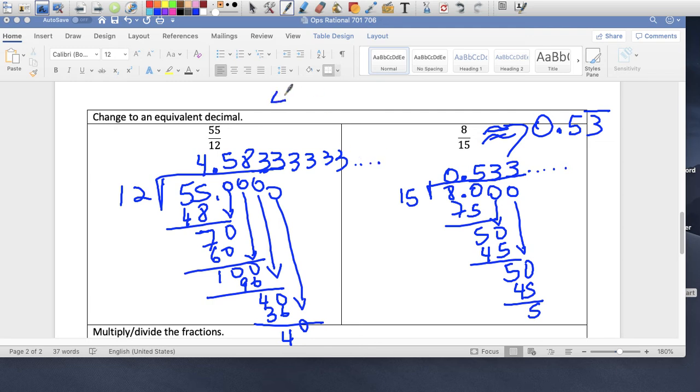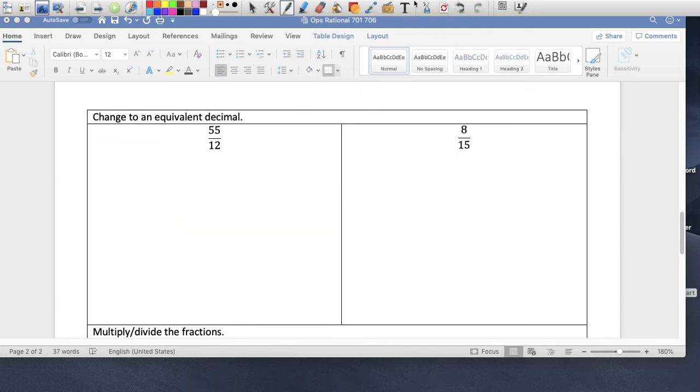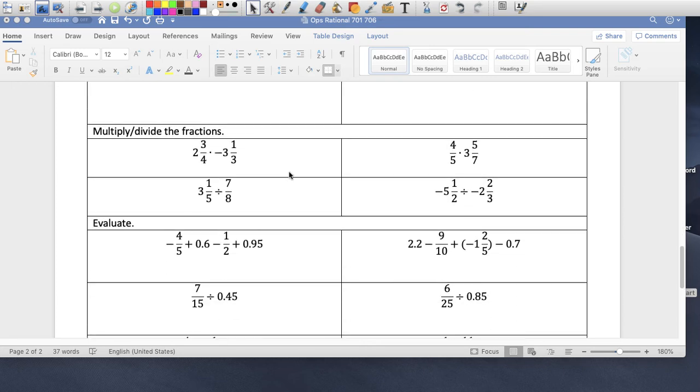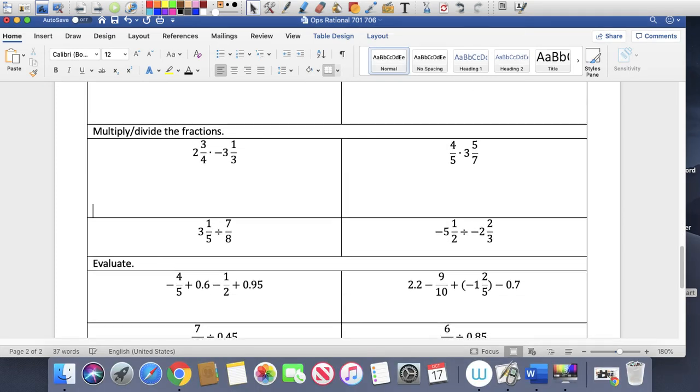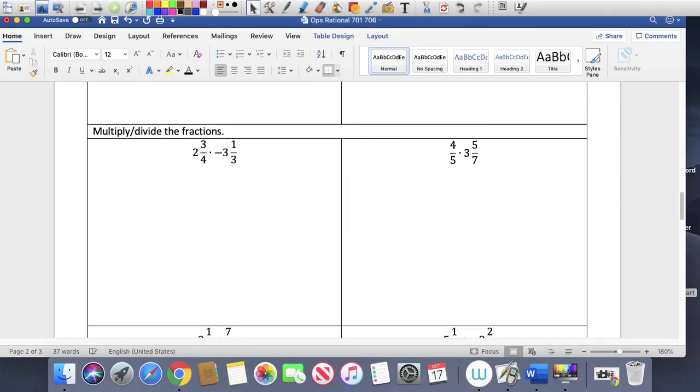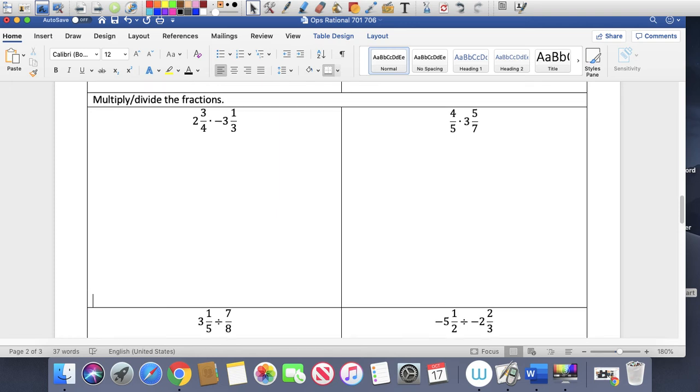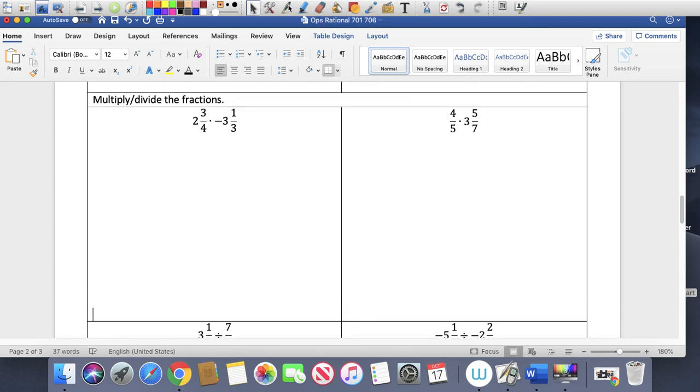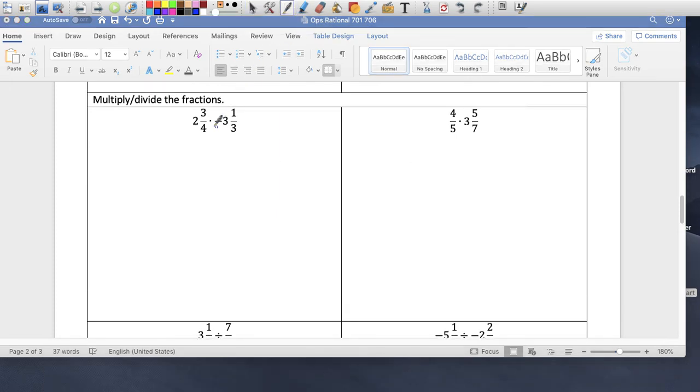So the answer is going to be 4.583 with bar notation, because 3 is the number that repeats forever and ever. Okay, that's just division. Now multiply and divide the fractions. Again, this is just an exercise in the algorithm and the process in which you multiply or divide two fractions. It's nothing new.